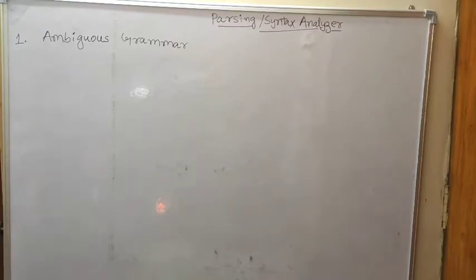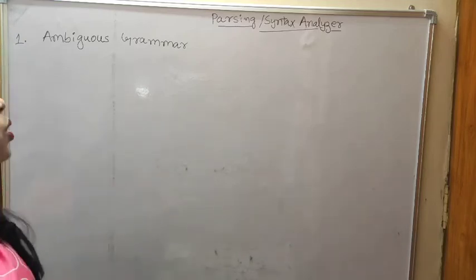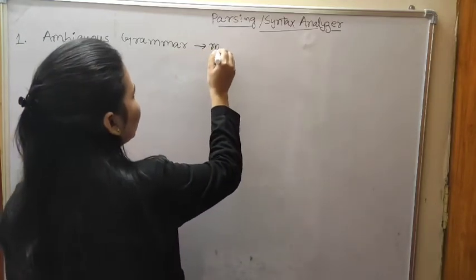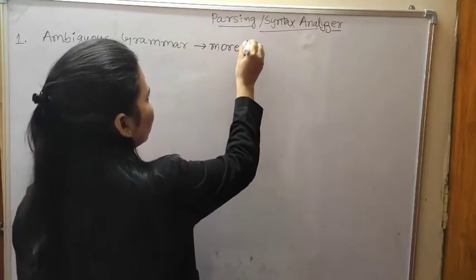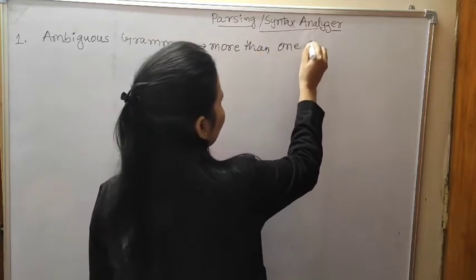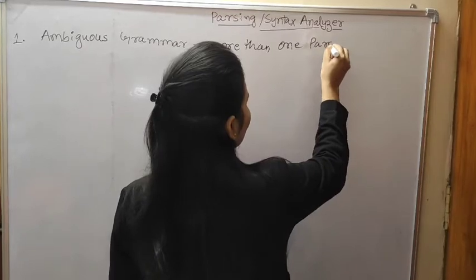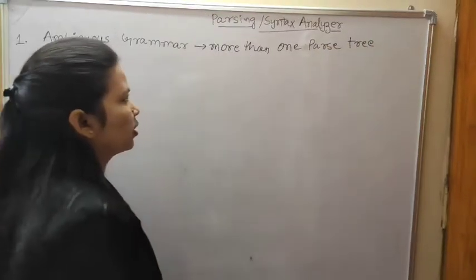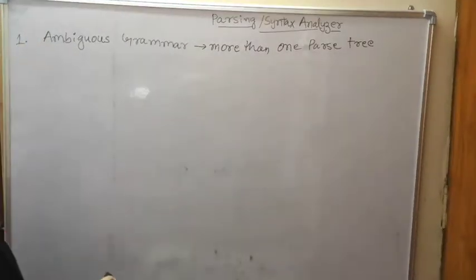Now we will see first the ambiguous grammar. What is an ambiguous grammar? Ambiguous grammar means more than one parse tree will be generated. More than one parse tree is generated by the ambiguous grammar. So then we can say that it is an ambiguous grammar.